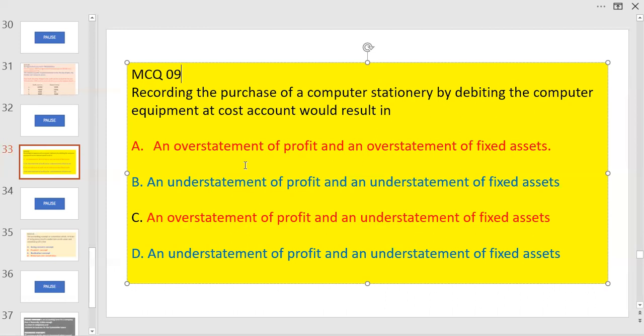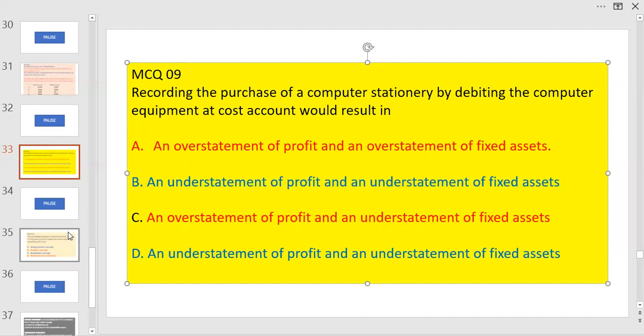Now here, look at it, in this option there is an understatement of fixed assets. But in the question we said it is an overstatement of assets. So therefore the answer should be A.